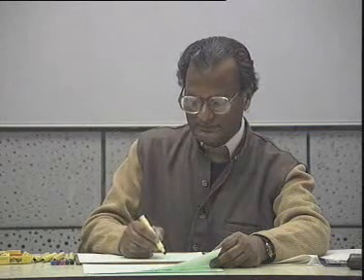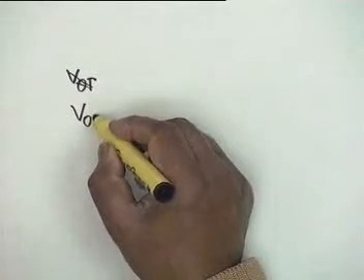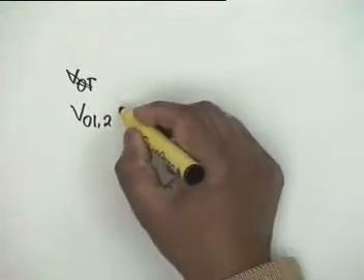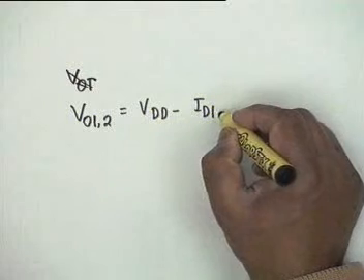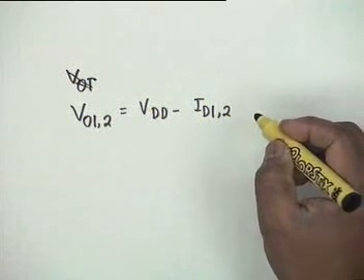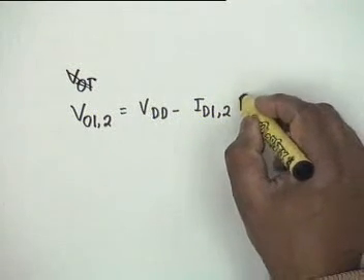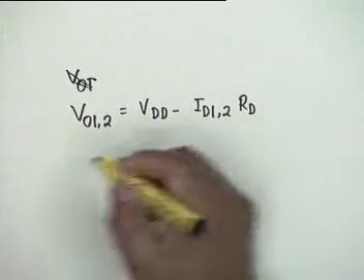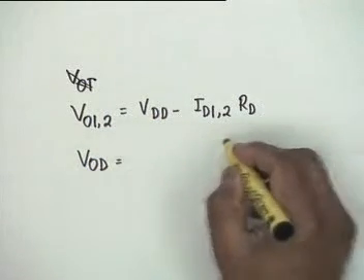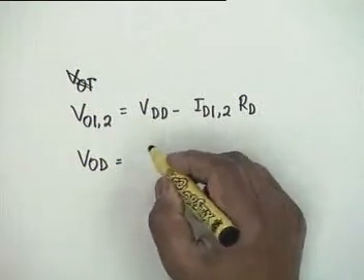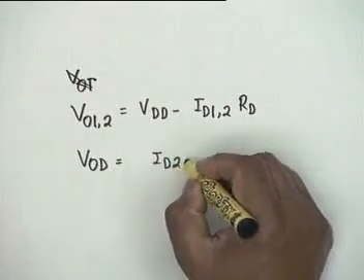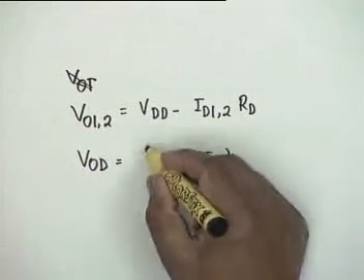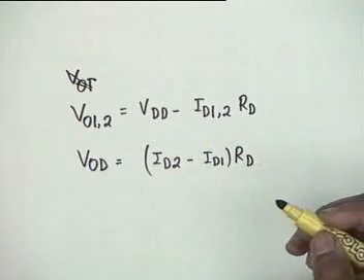In other words, if I find out VO1, no, what did we say? VOD. No, first we have to find out VO1 and VO2. This would be VDD minus ID1 or 2 times RD. I was waiting for that. So my VOD is equal to VO1 minus VO2, which would be ID2 minus ID1 times RD.